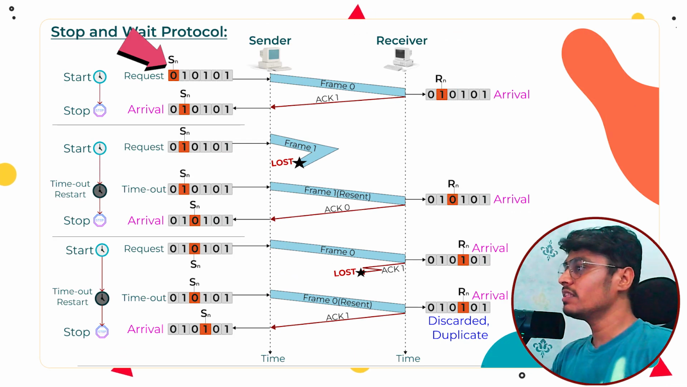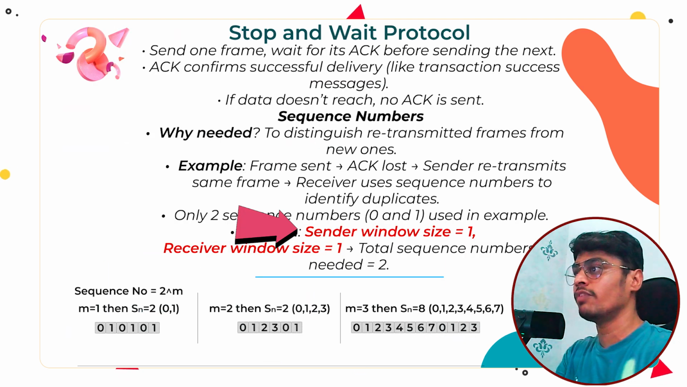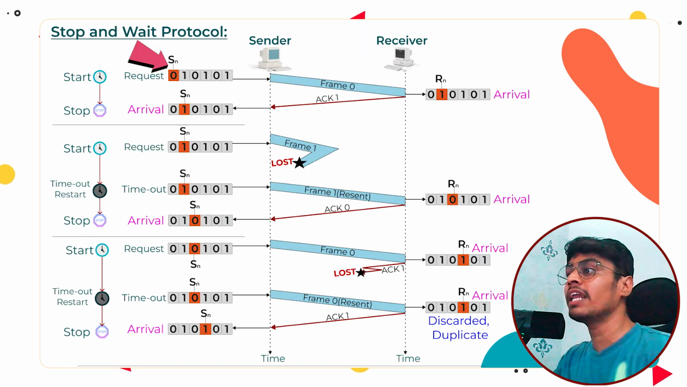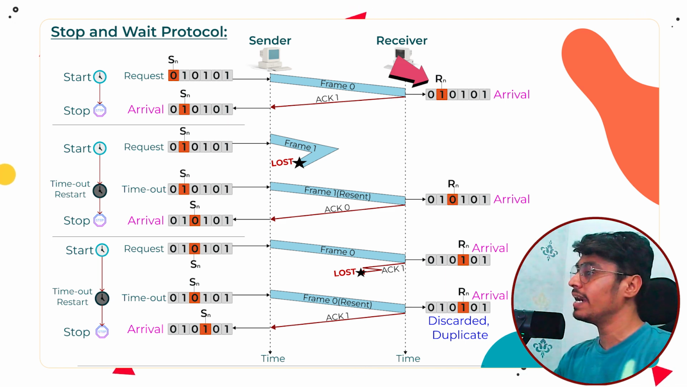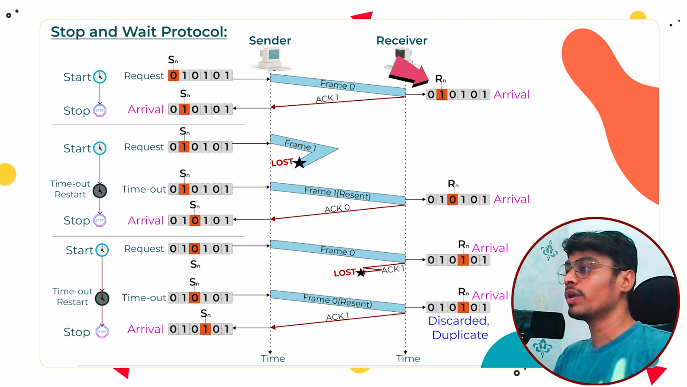Now in stop and wait, the sequence numbers we use are just 2, 0 and 1. Why only 2? Because here the sender window size is 1 and the receiver window size is also 1. Please note this, it's a very important point, and there are high chances of this question appearing in the exam. Sender window size means how many frames can leave from my window at once, so only one can leave. The receiver can also accept only one at a time. We can neither send more frames than this nor accept more than this. Keep this in mind.